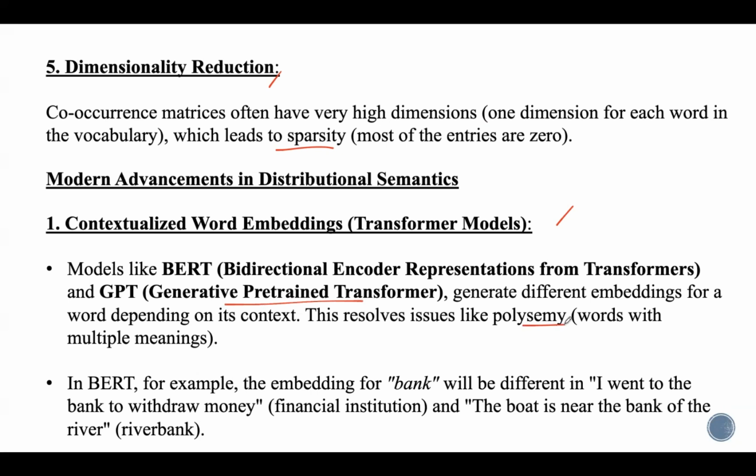Polysemy means words with multiple meanings. So here in BERT, if you take the same example of the word bank, it will have a different embedding in the first context and the second context. The first context is: I went to the bank to withdraw money. Here the word bank refers to a financial institution, so the embedding should be different. Whereas in the second case, it refers to a river bank. In both cases, the BERT model provides a different embedding for this word bank.